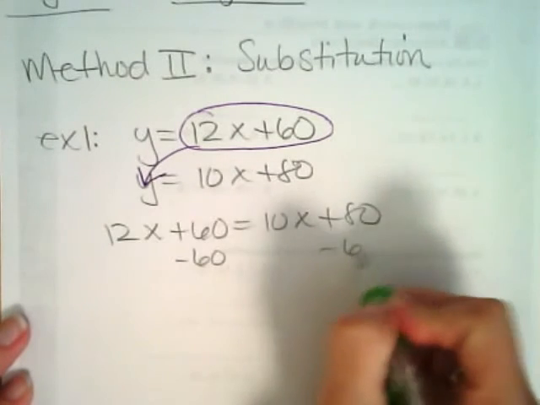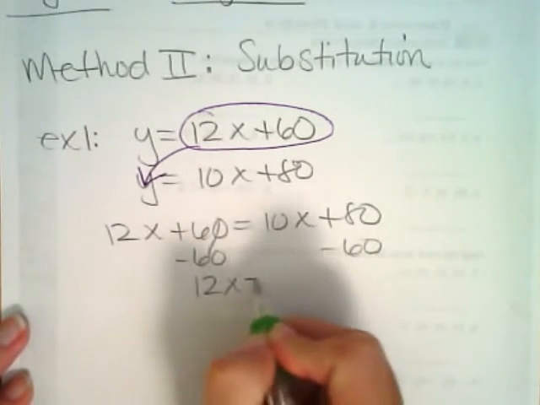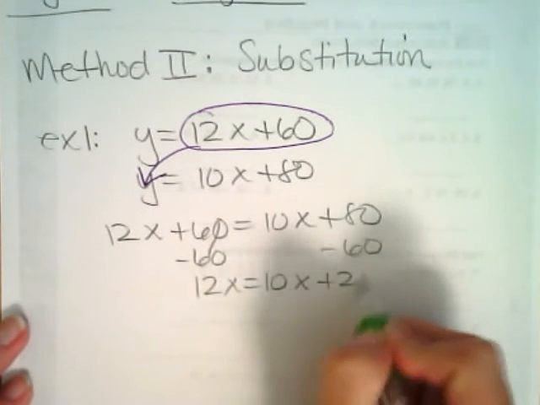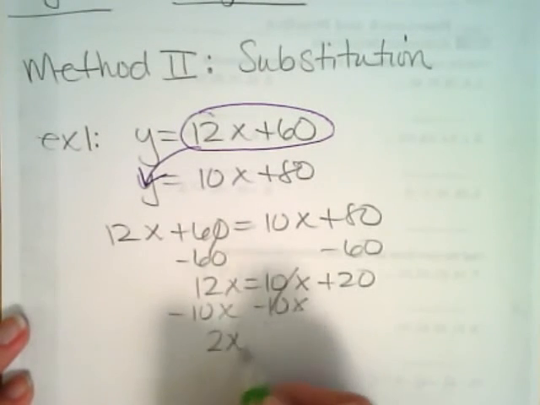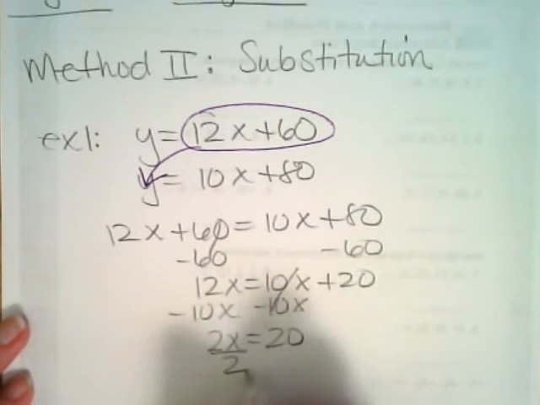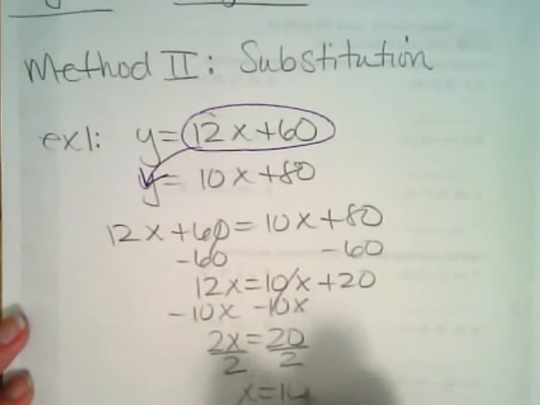Get rid of 60. Get rid of 10. So 2x is equal to 20. Divide by 2. So x is 10.